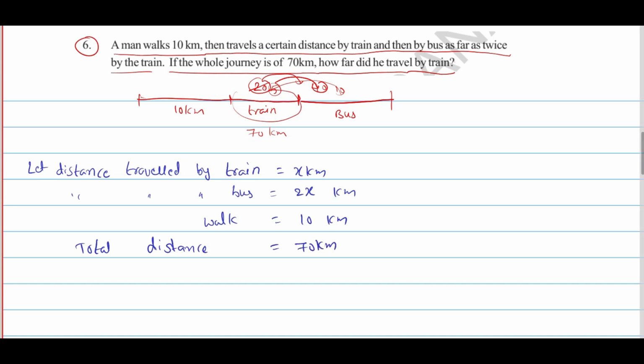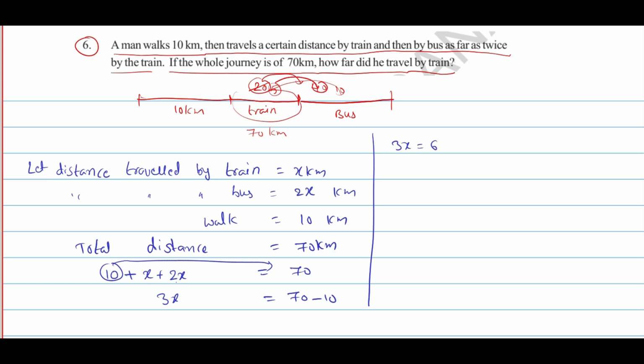Total distance, how will you get it? Distance covered by walk plus distance traveled by train plus distance traveled by bus. That gives you 70. See, 2x plus x, that is 3x. And transposing this 10 to the other side of the equation, it becomes negative. So 3x is equal to 70 minus 10. From this we get 3x is equal to 60. Then x is equal to 60 by 3. 3 ones are 3, 3 twos are 6, 20s. So x is equal to 20.